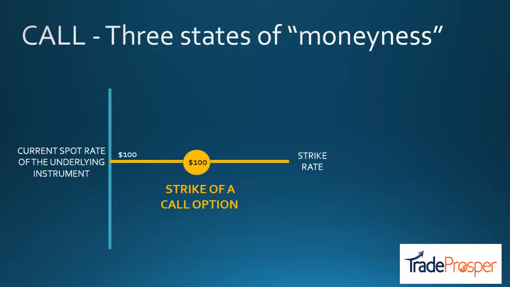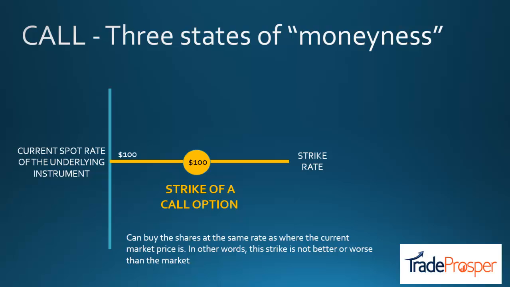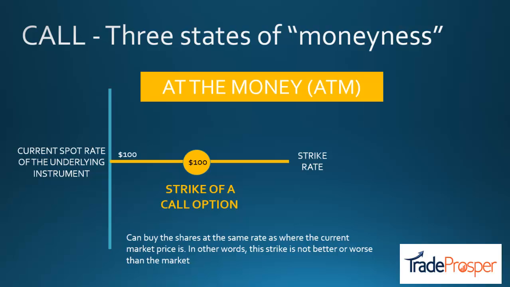The second state of moneyness is if we buy an option at exactly the same rate as where the current market is trading. That option does not have any benefit in relation to the market. In other words, you can buy the share via the market at $100 or the share via the option at $100, both prices being exactly the same. As such, we reference this strike to be at the money. In other words, this option strike rate is no better or worse than where the current market is.